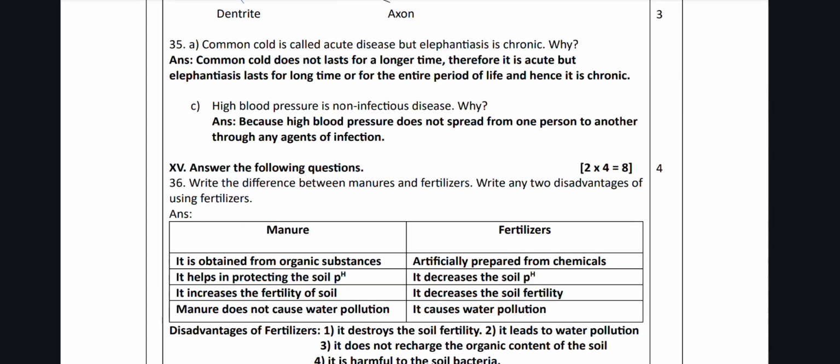Common cold is called an acute disease, but elephantiasis is chronic. Why? See, acute, the name itself says it: acute means small, for a short period of time. Common cold does not last for a long time, therefore it is acute. But elephantiasis lasts for a long time, for the entire period of life for some, and hence it is called chronic. What else can we call chronic? Cancer we can tell, and kidney failures, and all these are chronic diseases which take a long period, sometimes the entire life of a person. But acute is very short, like a common cold or a cough.